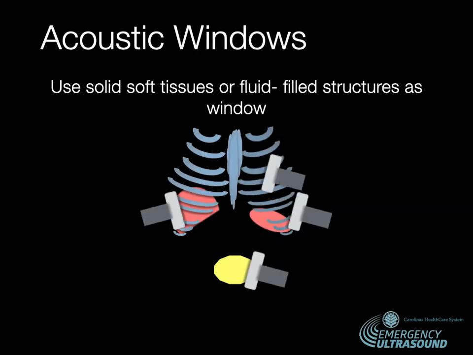We also rely on different acoustic windows to image through with ultrasound. So we can use a solid, soft tissue such as your liver or your spleen, or a fluid-filled structure such as your bladder to act as a window to other areas.